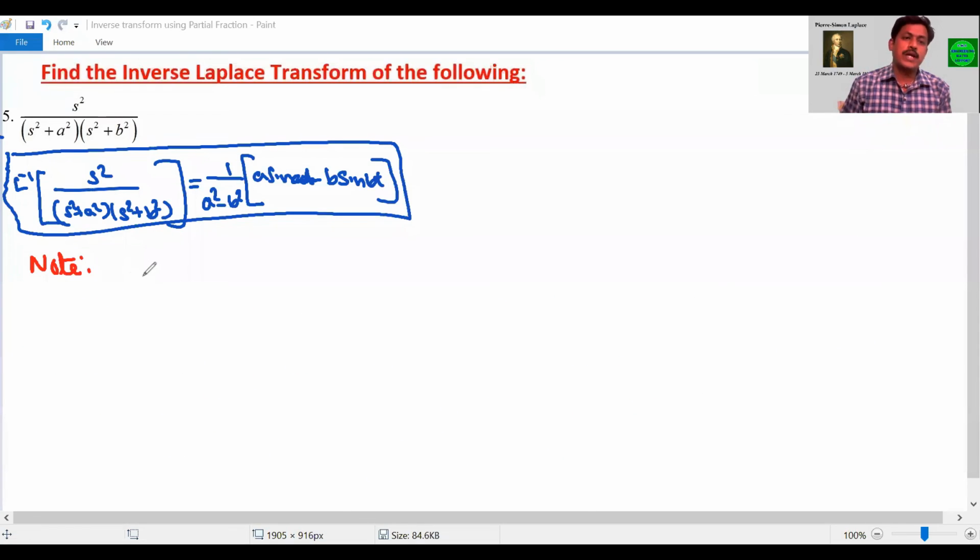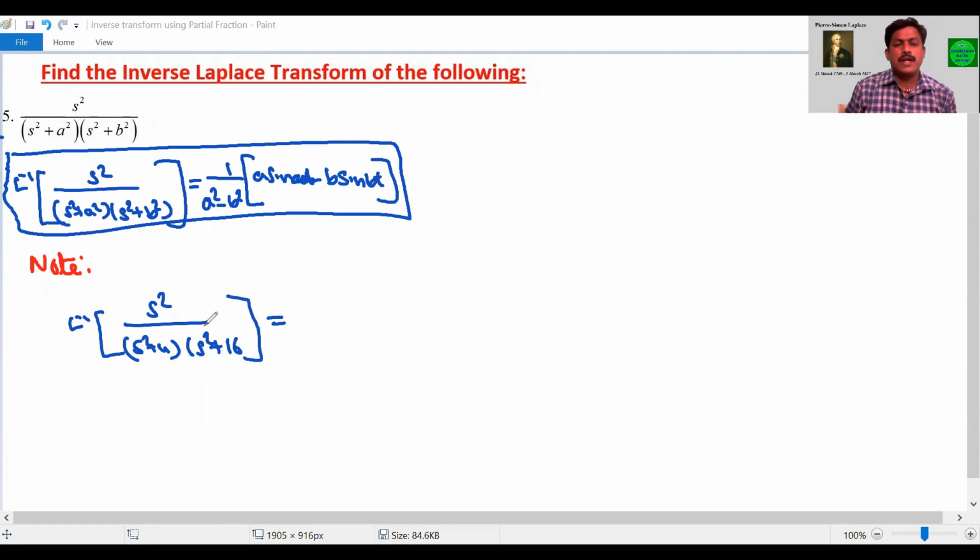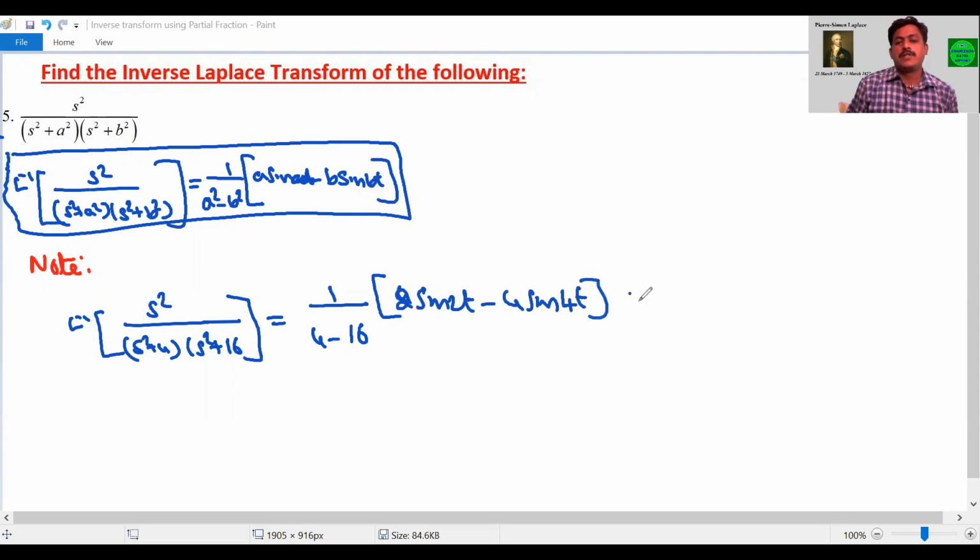So why I told you to take this as a result is because in your problems sometimes they may ask like this: L inverse of s divided by (s square plus 4)(s square plus 16). We will get the a value as 2 here, and the b value as 4. We get 1 by (a square minus b square) times (a sine at minus b sine bt). Easily we can remember the answers if you know this as a result. Then cos 4t divided by minus 12. If you want, take common terms and cancel.